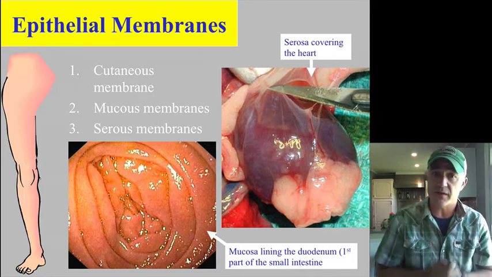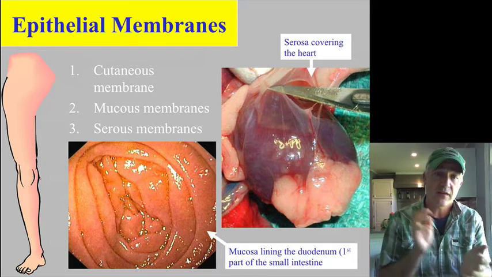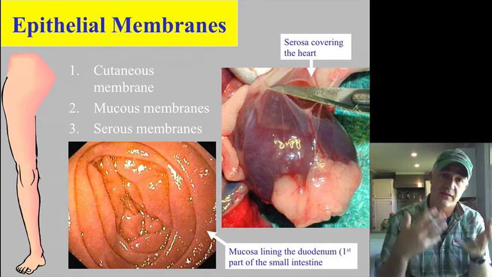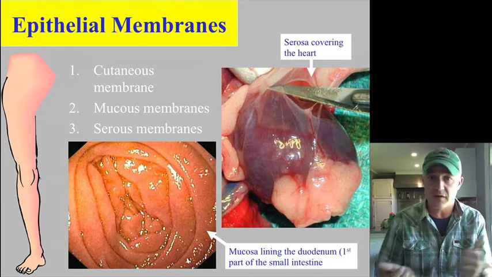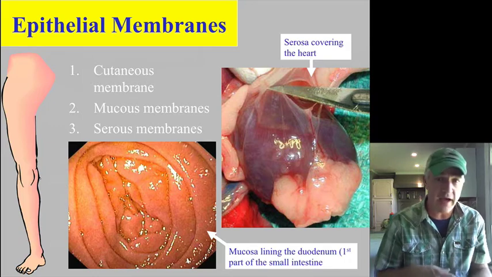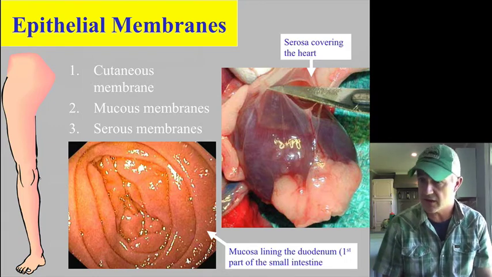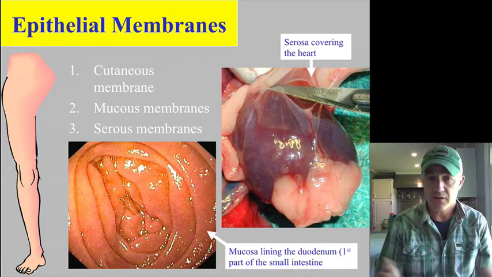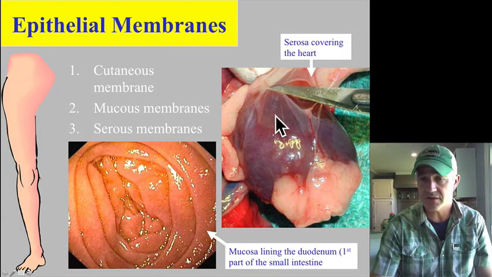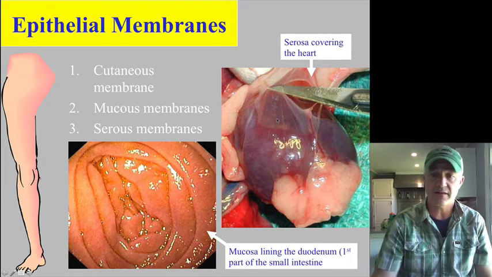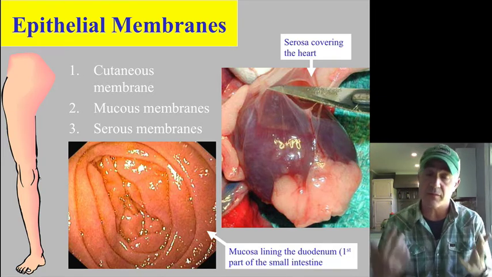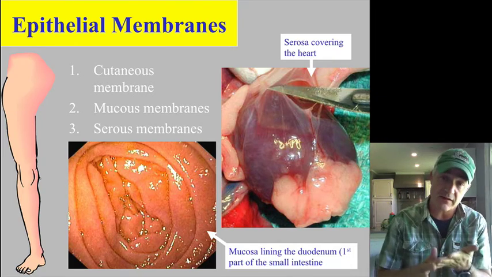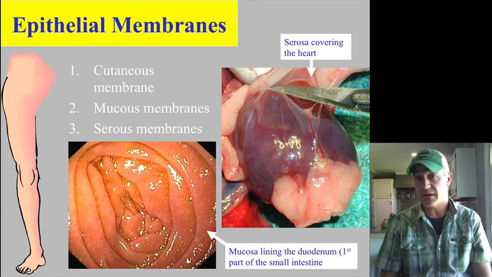We did also talk about serous membranes previously. These are the membranes lining internal cavities that are not open to the outside, like the visceral and parietal pleura, visceral and parietal peritoneum, and things along those lines. You can actually see the serous membrane, the serosa, covering the heart right here. That is the pericardial sac. The inside of that would be the parietal pericardium. The outside lining of the heart would be the visceral pericardium.